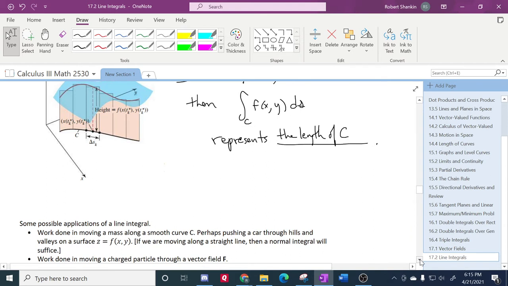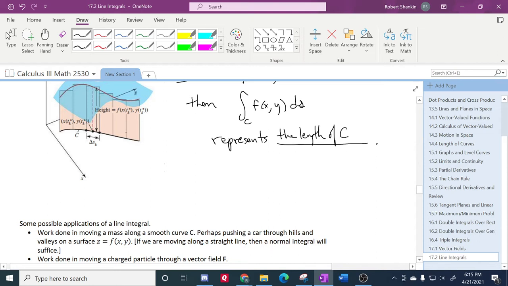Of a line integral: the work done in moving a mass along a smooth curve C. Perhaps you're pushing a car through hills and valleys on a surface z equals f of x y. Now, if we're moving along a straight line, then a normal integral will suffice. And we've found work with normal integrals, but that was when we were moving along a straight line.